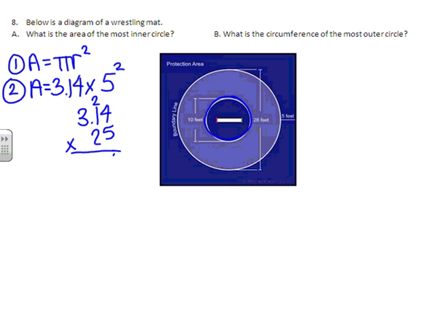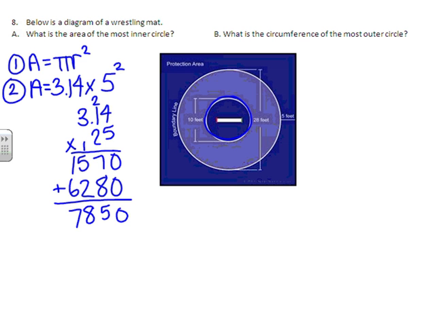Okay, multiply, and add them up. And the decimal goes over 2 places, so step 3, area equals 78.5, and this is in feet, so step 4 is feet squared.